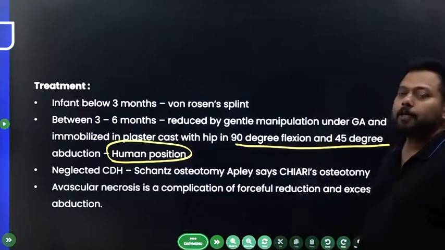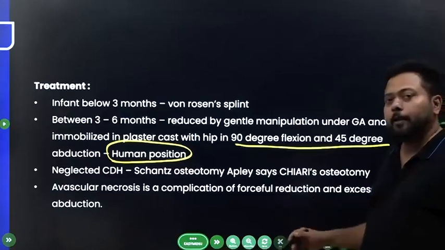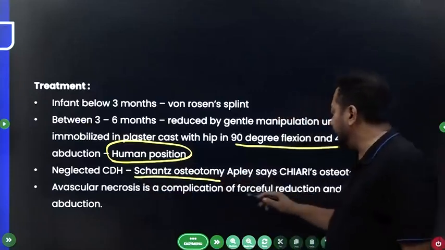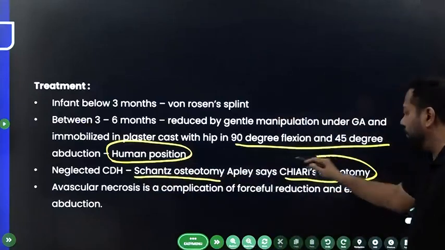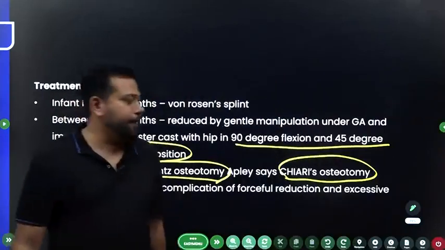Above 6 months, it's called neglected DDH. You can't do anything. You just allow the baby to mature. After that, you correct it with Salter's osteotomy and Chiari's osteotomy. Both these two osteotomies are very famous for a neglected DDH.